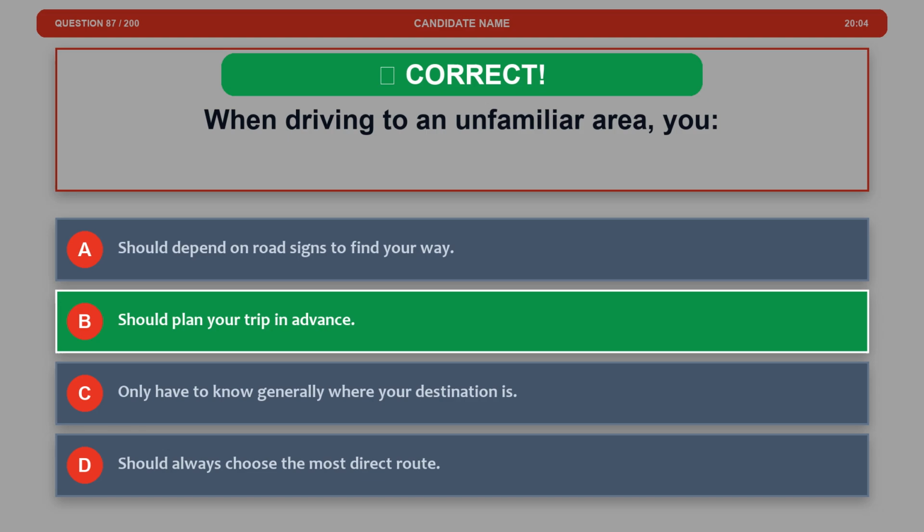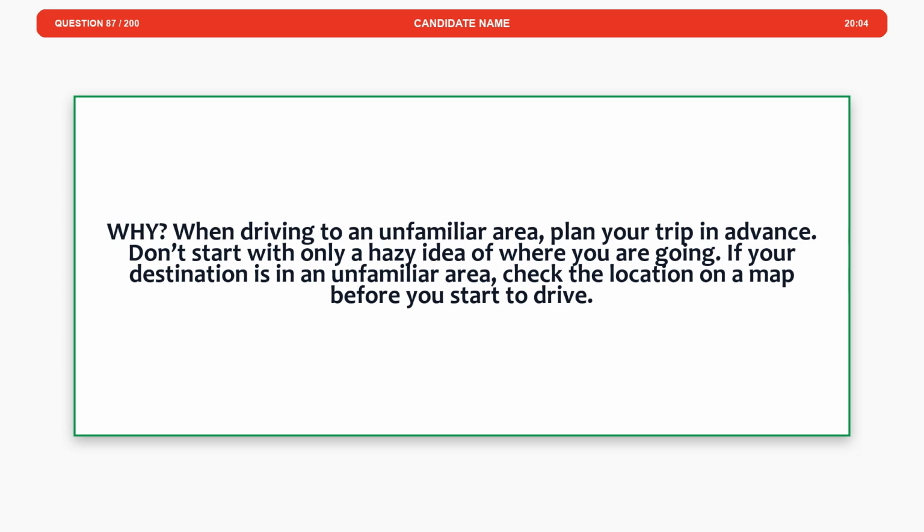The correct answer is option B, should plan your trip in advance. Explanation. When driving to an unfamiliar area, plan your trip in advance. Don't start with only a hazy idea of where you are going. If your destination is in an unfamiliar area, check the location on a map before you start to drive.